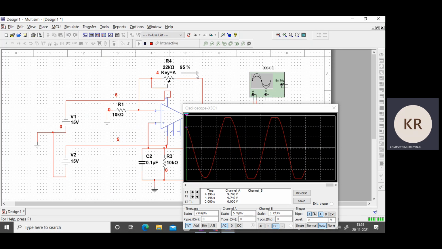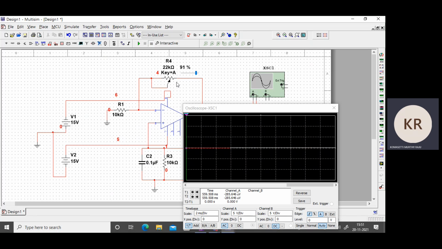Gain value is more, but some clipping is there. At the top portion, here some clipping is there. Here some clipping is there indicated. We have to avoid some clipping. The gain is adjusted to 3 by using this potentiometer variation. This is the 91%. 68. This one is 91%.